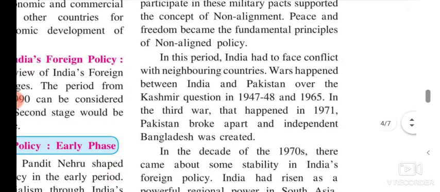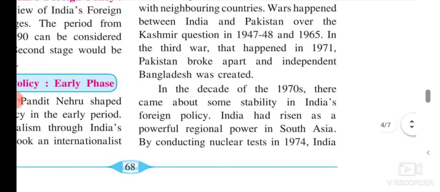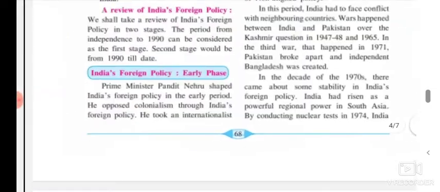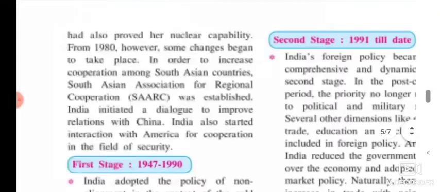In this period, India had to face conflict with neighboring countries. Wars happened between India and Pakistan over the Kashmir question in 1947, 1948 and 1965. In the third war, in 1971, Pakistan broke apart and independent Bangladesh was created. In the decade of the 1970s, there came about some stability in India's foreign policy. India had risen as a powerful regional power in South Asia. By conducting nuclear tests, India had also proved her nuclear capability.